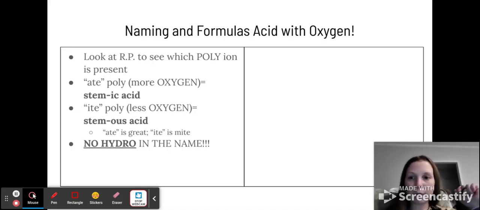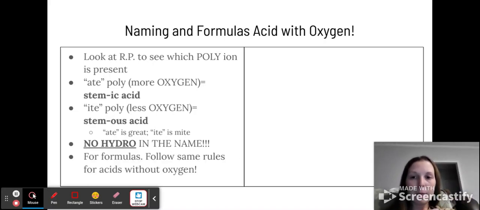Great means bigger. One big thing to know about writing these names is there is no hydro in the name. So do not put hydro out front. It doesn't have that because it's a polyatomic. For the formulas, you follow the same rules as you did with an acid without an oxygen. So you would just write down the ions with the charges, add on as many hydrogens as you need to balance.